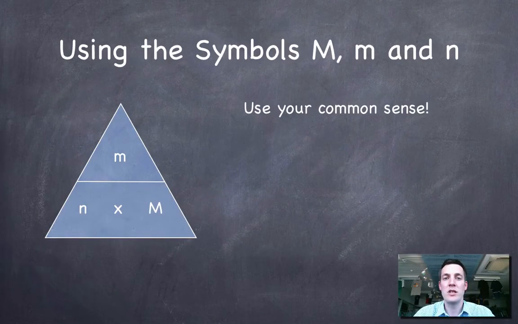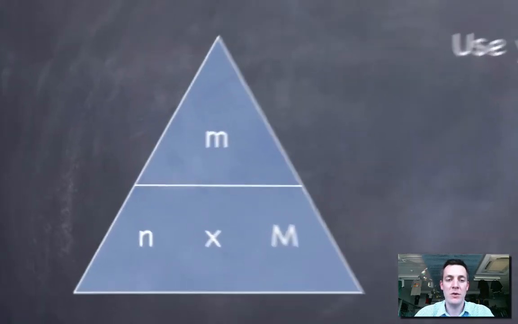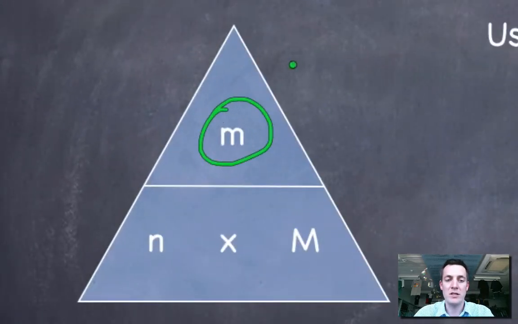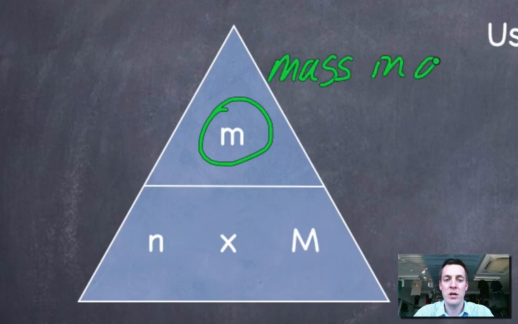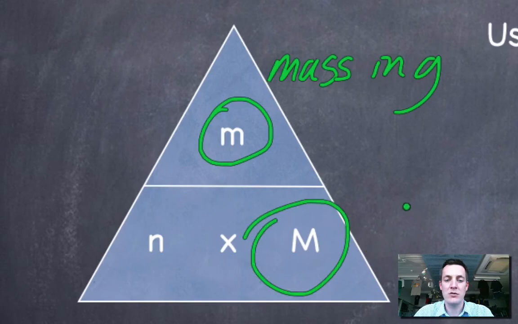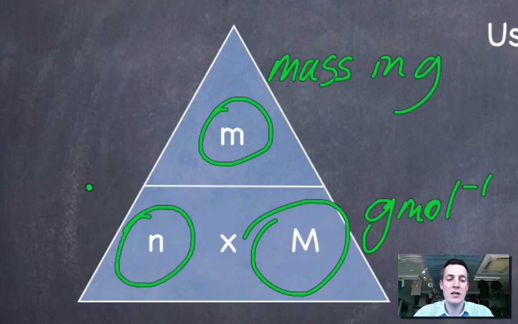Okay, so using this symbol capital M with another symbol, little m, which is going to refer to the mass of a substance, usually in grams, but it could be in any unit. But if your molar mass is in grams per mole, then the mass will be in grams. And this is, as before, the number of moles.